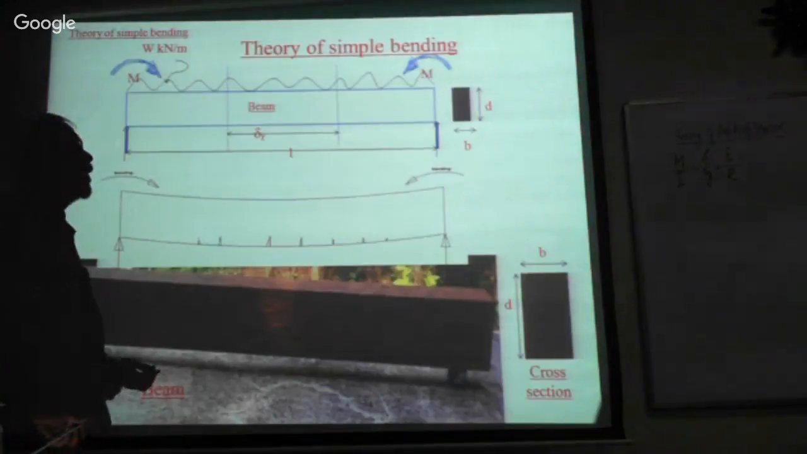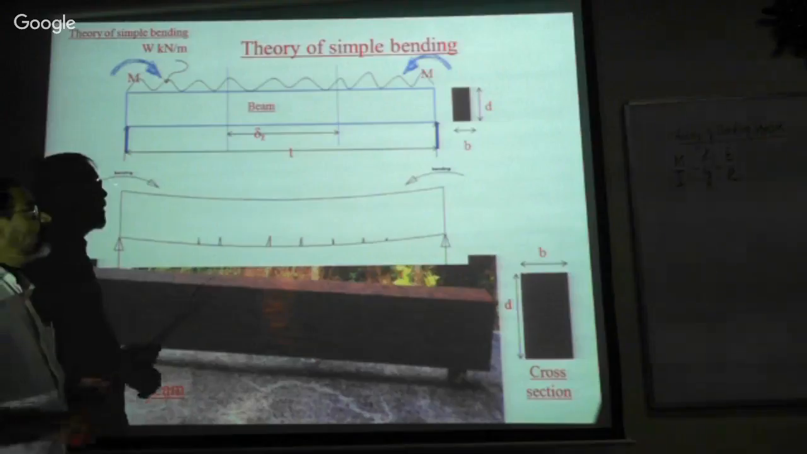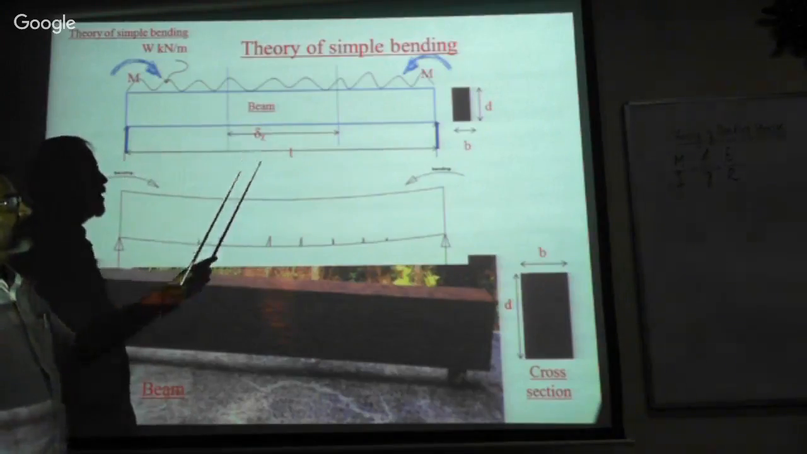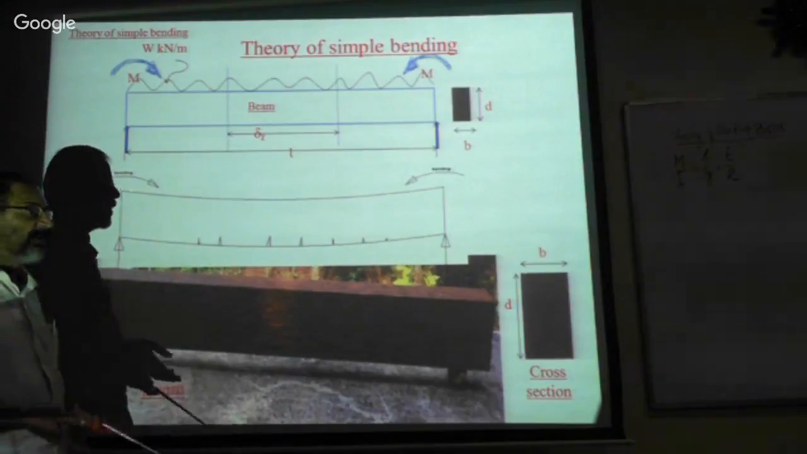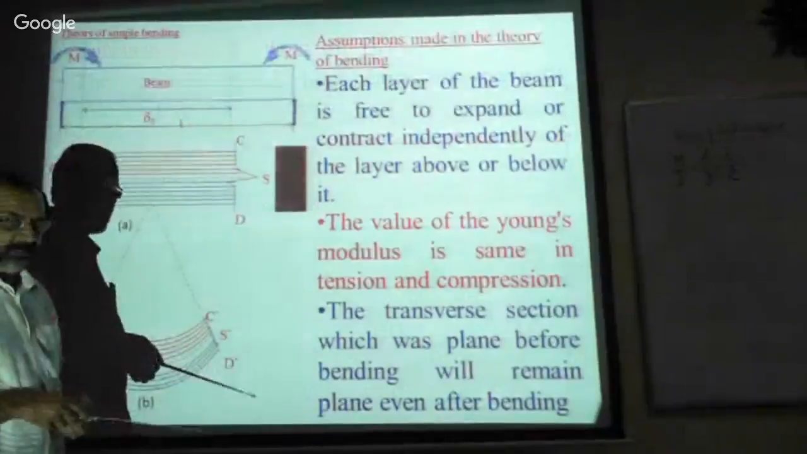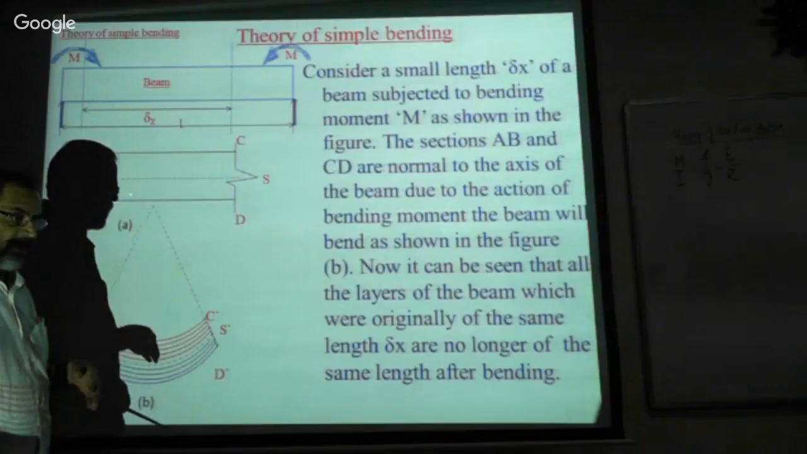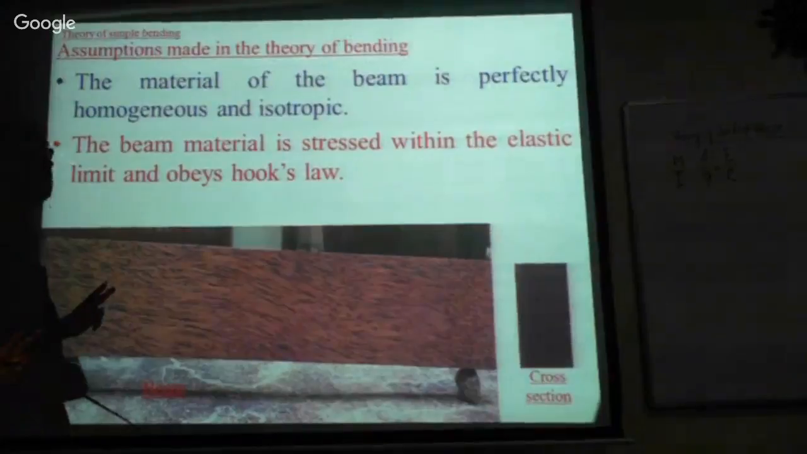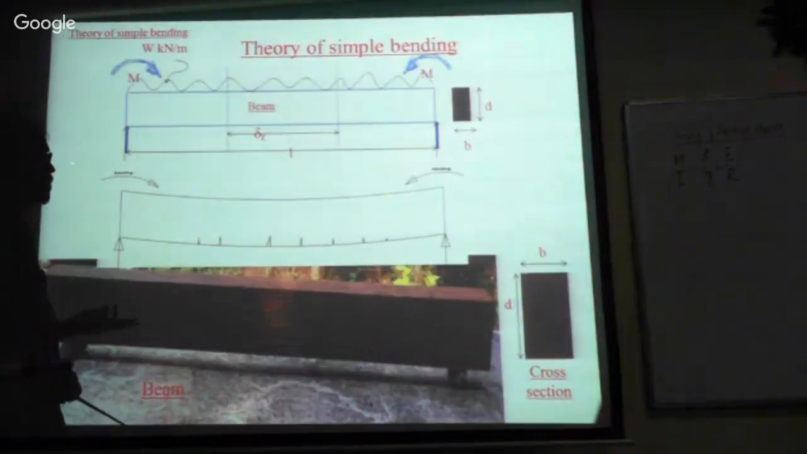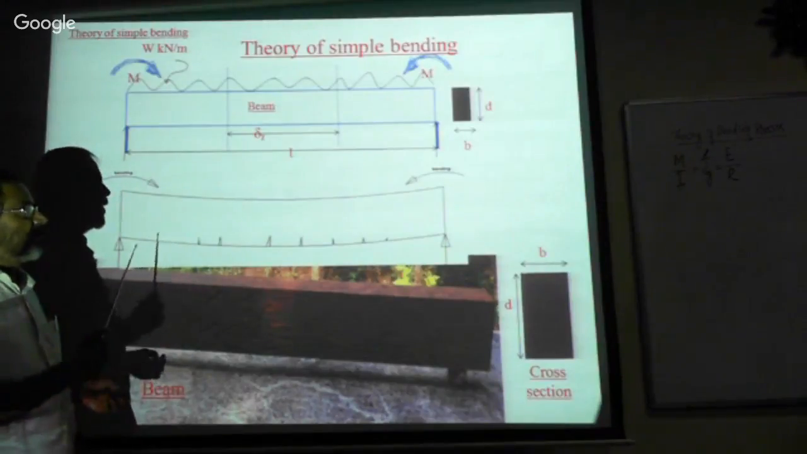So we know the beams are loaded. The beam is a horizontal member supported at the ends. Elaborately we have discussed the beams, the bending moment and shear force chapter. On the second slide, we are discussing the types of beam.